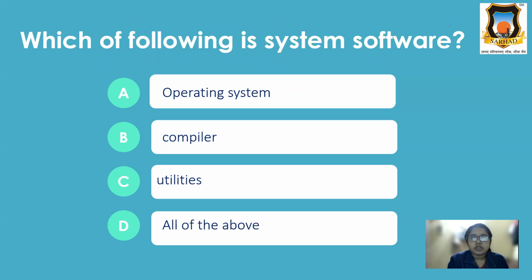Which of the following is system software? Option A, operating system. Option B, compiler. Option C, utilities. Option D, all of the above. And the answer is all of the above.